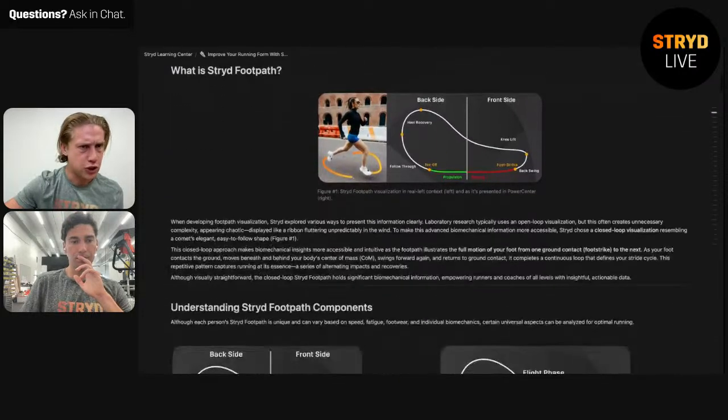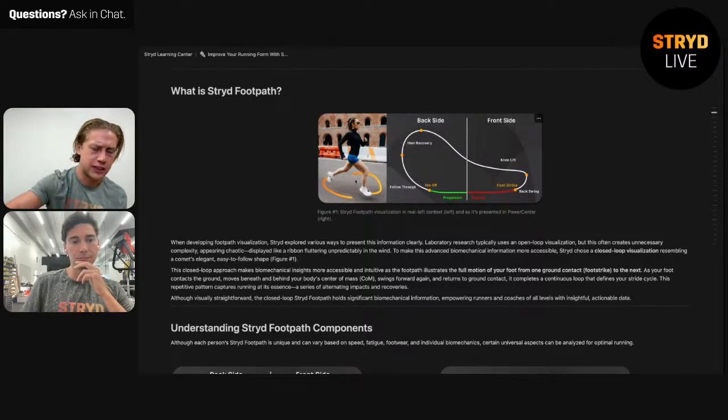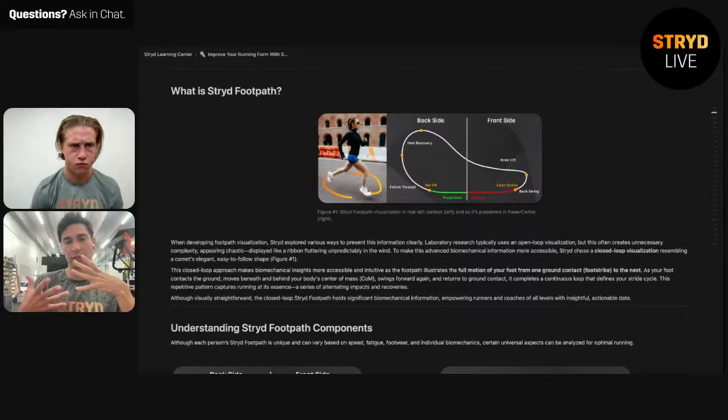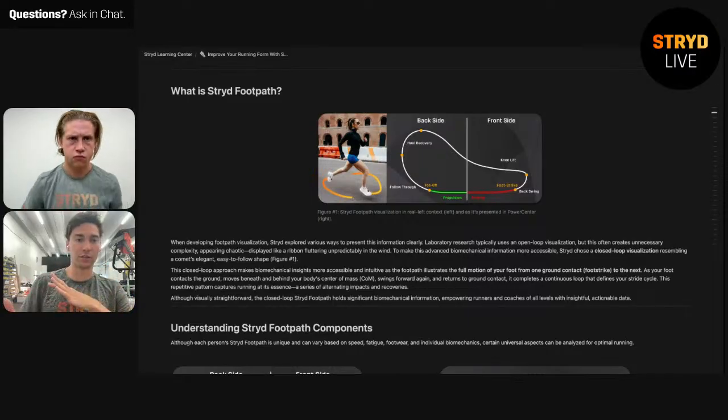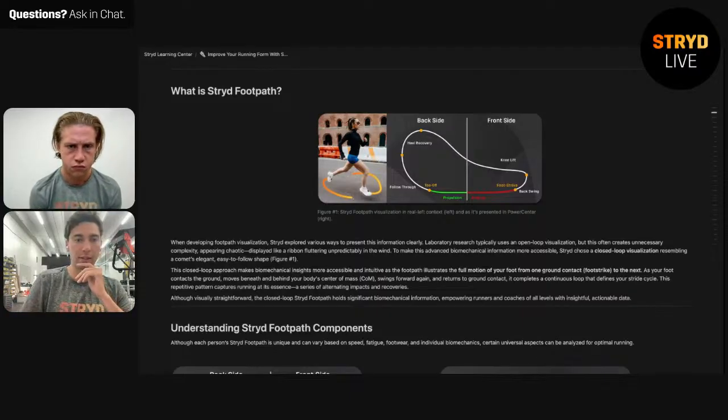So what we open to first here is what is the Stryd Footpath? And Ko, could you just give us a cursory overview of what we're seeing here when we're looking at this diagram? Yeah, so basically this section just explains how Stryd settled on a closed loop visualization, which is basically like that comet shape that you're seeing right there.